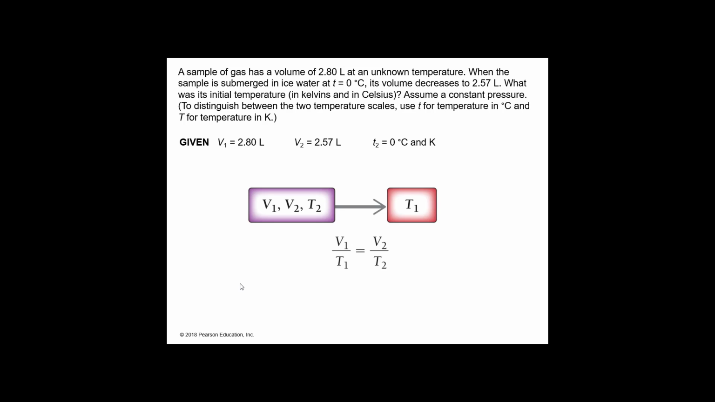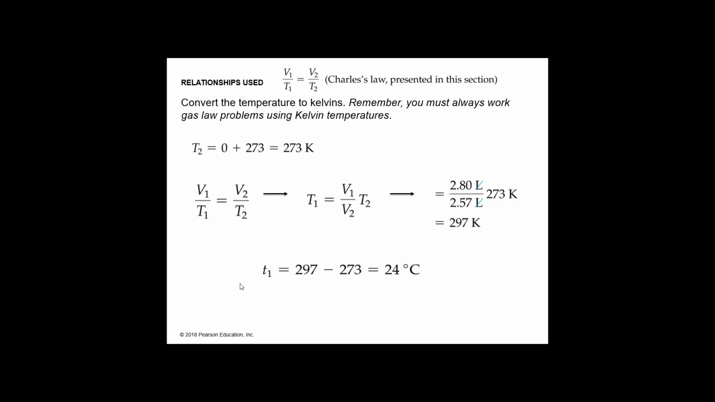So we have V1 and V2, and then we take the temperature T2, 0 degrees, and we need to get Celsius and Kelvin. So we need to know what we're solving for. In this case, we're solving for the initial temperature, T1, so we move everything around, and now we can plug everything in.